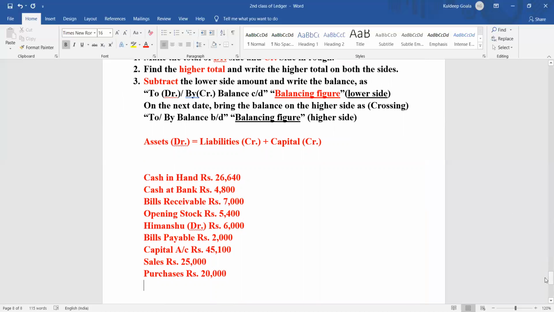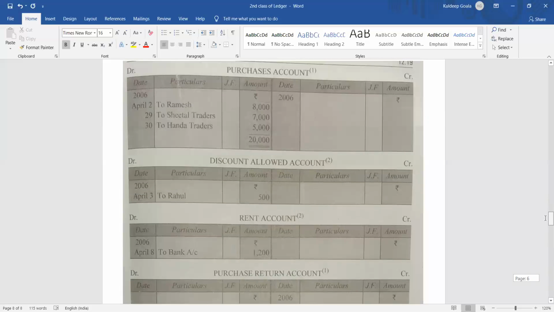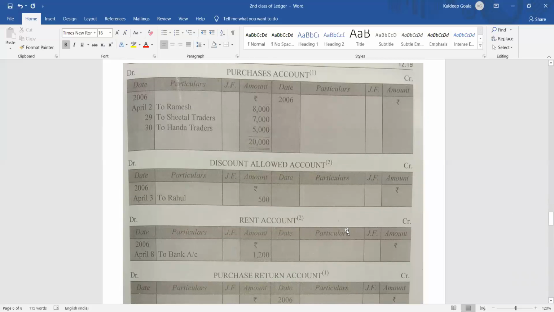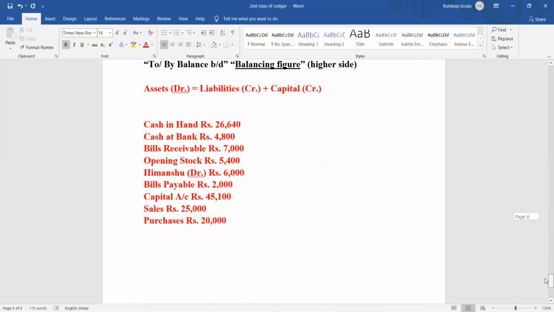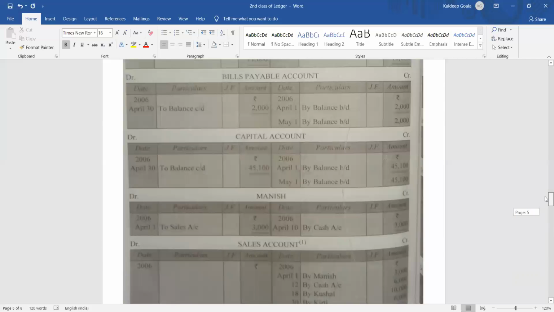Then moving to the next one, discount allowed account. Discount allowed account, it is how much? 500, right? So only discount allowed account. Don't write the name of the person. You just write the name of the account here. Discount allowed account, or you can write discount allowed also, no problem. 500.